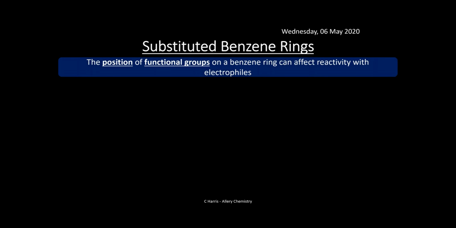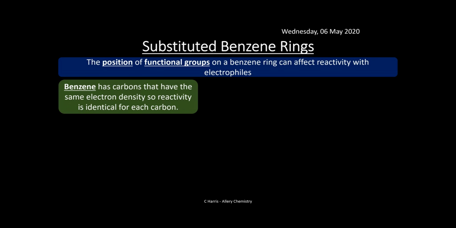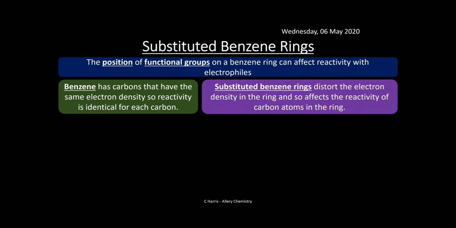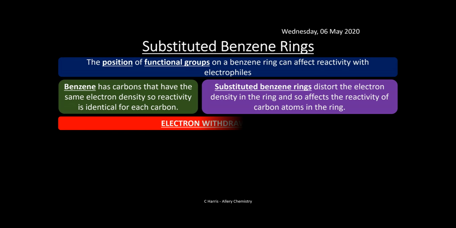So the position of the functional groups in a benzene ring can affect reactivity with electrophiles as well. So, for example, benzene has carbons that have the same electron density, so the reactivity is identical for each carbon. So there's no difference there in benzene. Substituted benzene rings distort the electron density in the ring, and so it affects the reactivity of carbon atoms in the ring as well. So just like with phenol, like we've seen before, that distorts the electron movement in the ring. So do other groups as well.